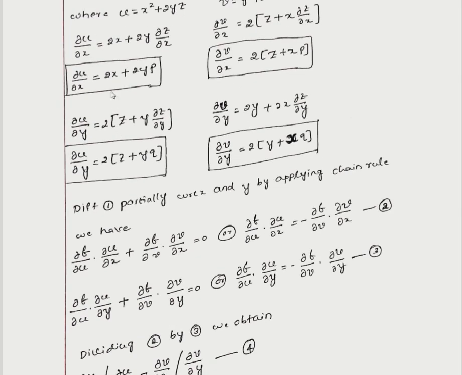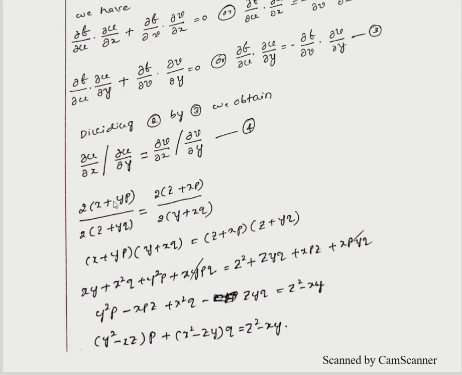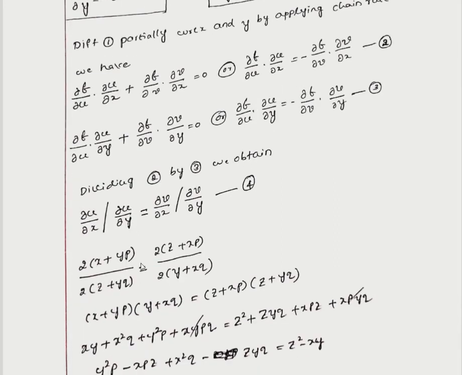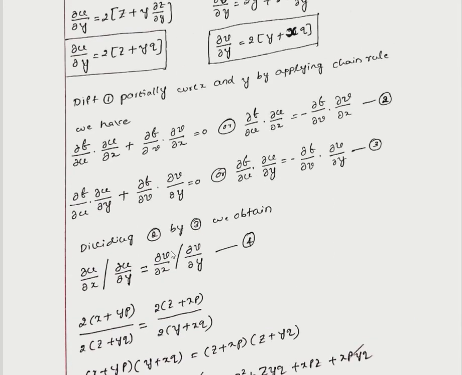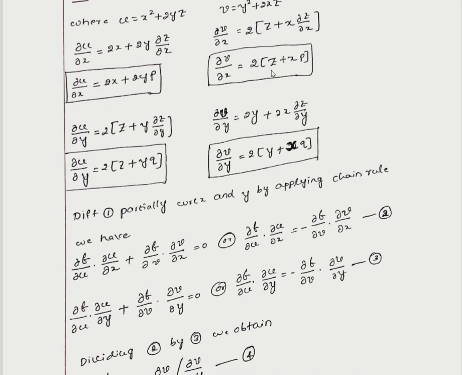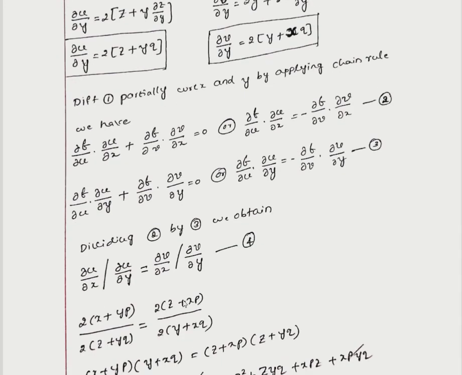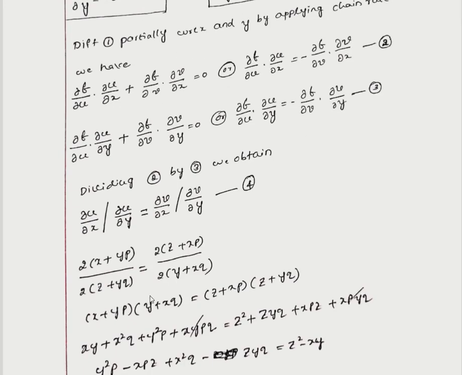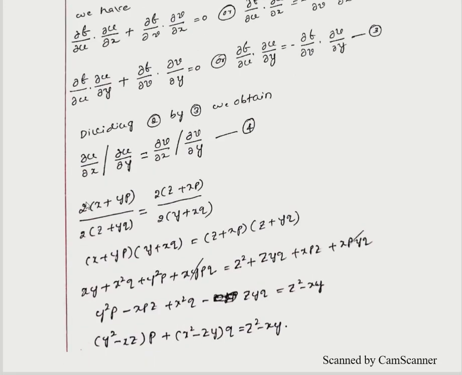What is ∂u/∂x? ∂u/∂x is 2 into x plus yp, 2 is a common term. Next, what is ∂u/∂y? ∂u/∂y is 2 into z plus y cube, that is equal to, what is ∂v/∂x? 2 into z plus xp, divided by, what is ∂v/∂y? 2 into y plus x cube. And here 2 gets cancelled, here also 2 gets cancelled.